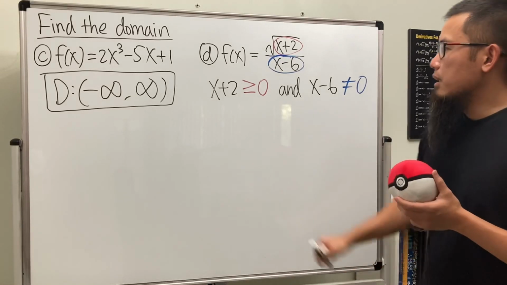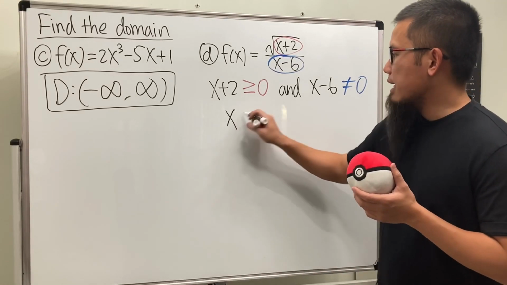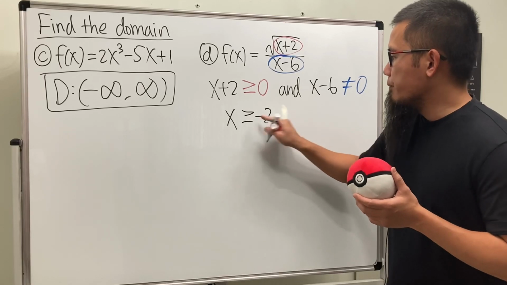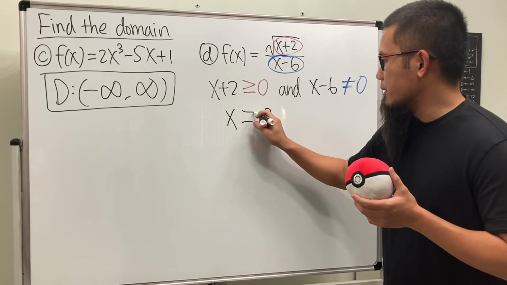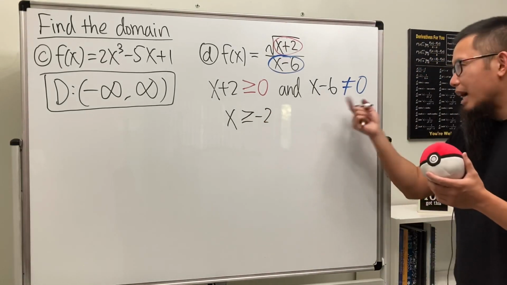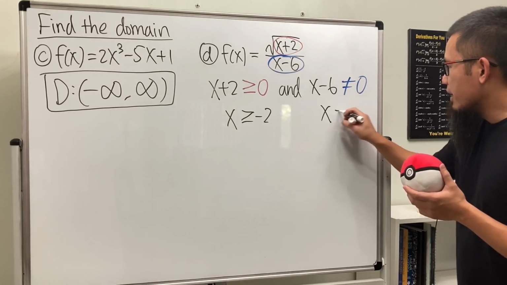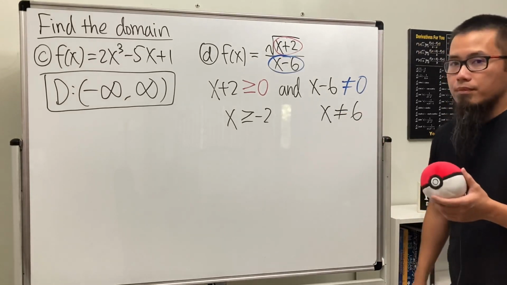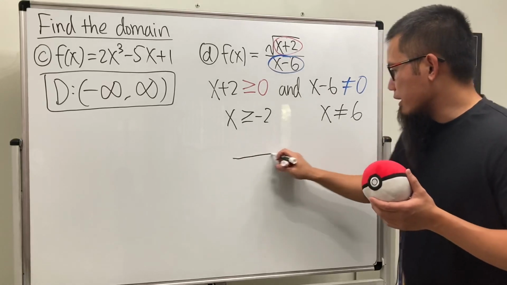Alright? So that's pretty much the idea, and once we set them up, we can just solve the inequalities. Minus 2 on both sides, x has to be greater than or equal to negative 2. And let me just write it down better a little bit. And then for this right here, add the 6 on both sides, x cannot be equal to 6. So that's about all. And now let's take a look at the number line.